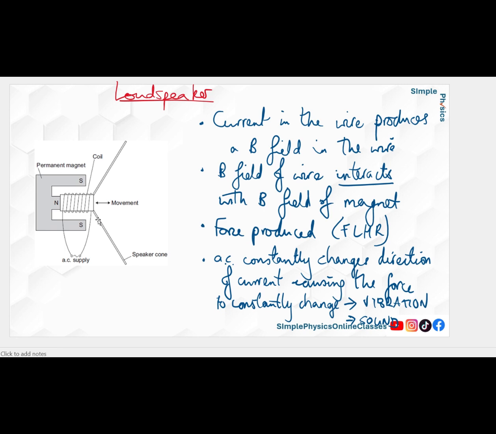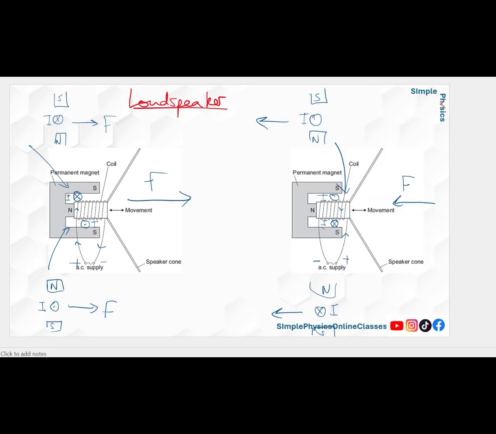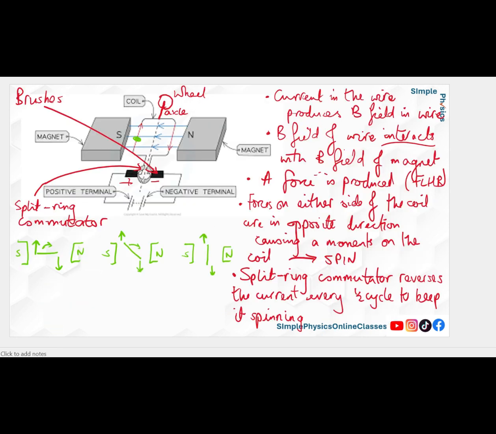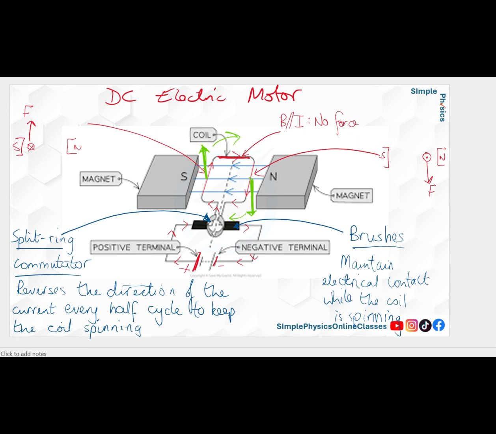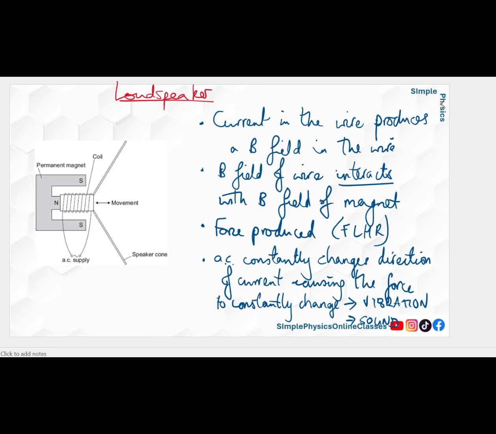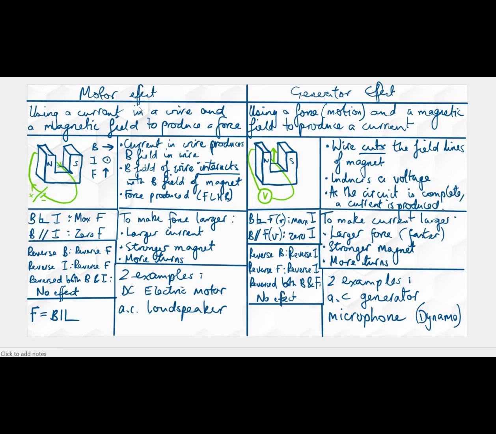So that's the motor effect. The loudspeaker may come up, but certainly I'm thinking if they're going to ask anything, it's going to be the DC electric motor, an explanation about the split ring commutator. Maybe. But last year it was the generator effect question, especially. So now let's move on. What I've done here, and I did it for my class, on the left-hand side is a summary of the motor effects.